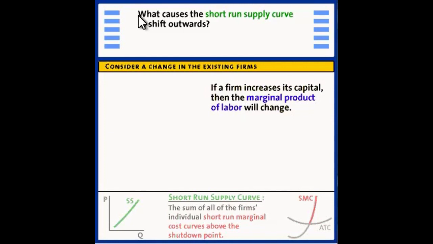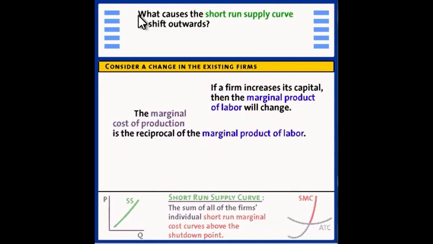So when a firm gets more capital, when a firm moves from the short run to the long run and is able to acquire more trucks, then the marginal product of labor increases. And as the marginal product of labor increases, the marginal cost of production decreases. So we could show it this way. We're moving from one set of short-run marginal cost curves with only a few trucks to another set of short-run marginal cost curves that have more trucks. And in that case, the marginal cost of production is going to be lower.